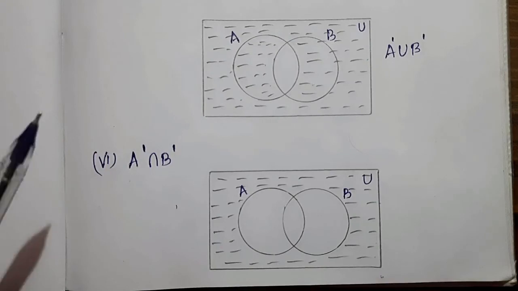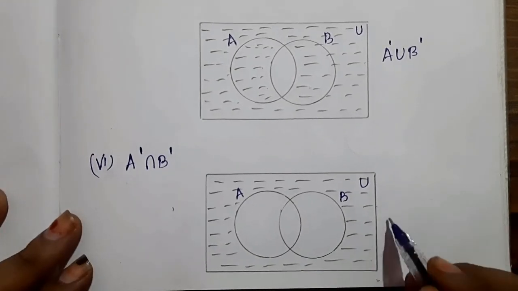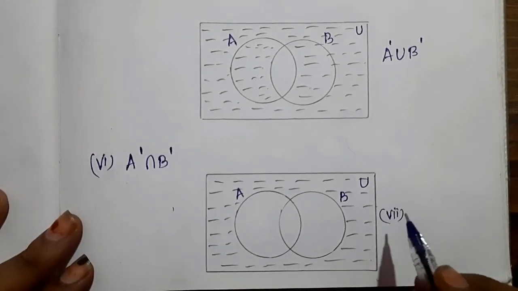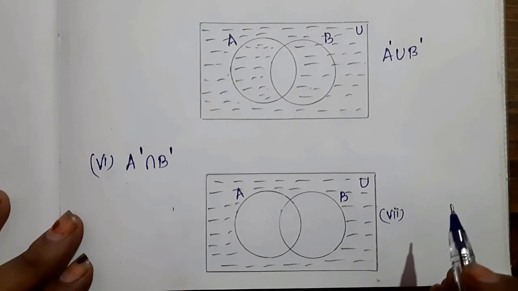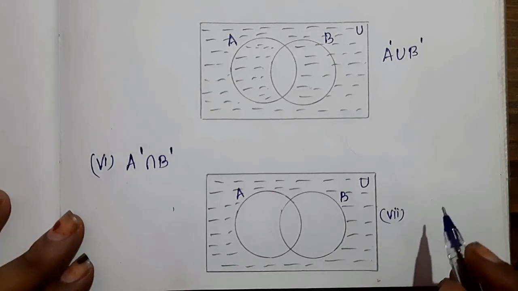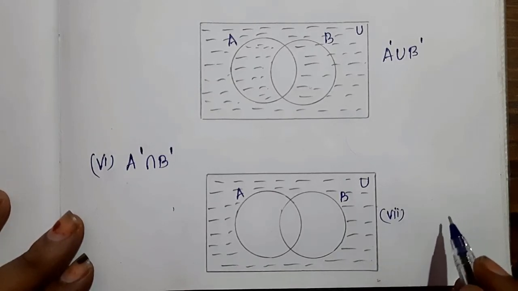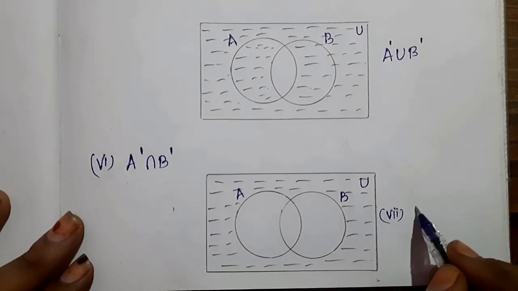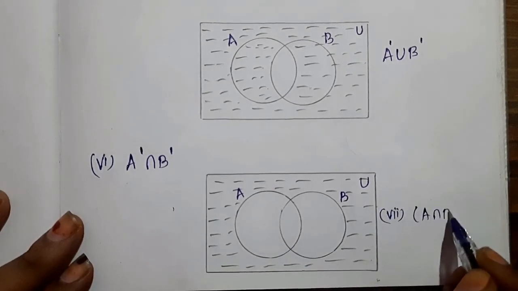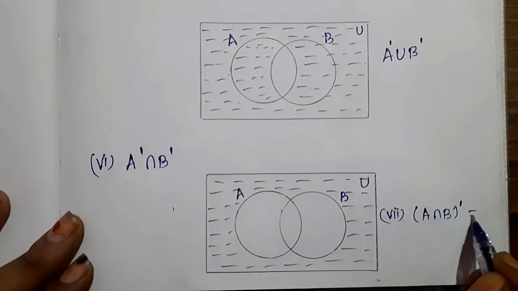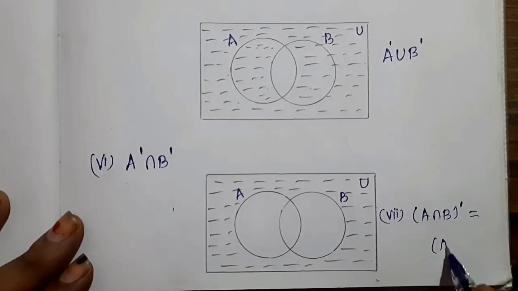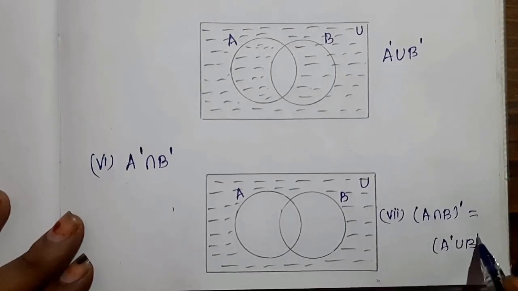Okay, then seventh one. Actually, third one is homework. What is the relation between third and fifth? They are asking. Actually, third and fifth are equal. Okay, you can check it after doing the third one. It is the third one which is equal to the fifth one union.